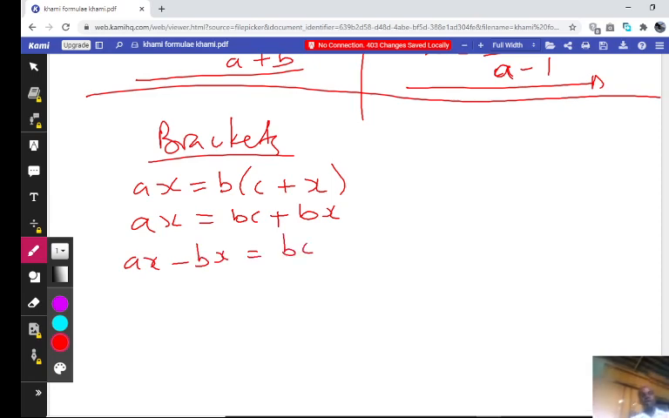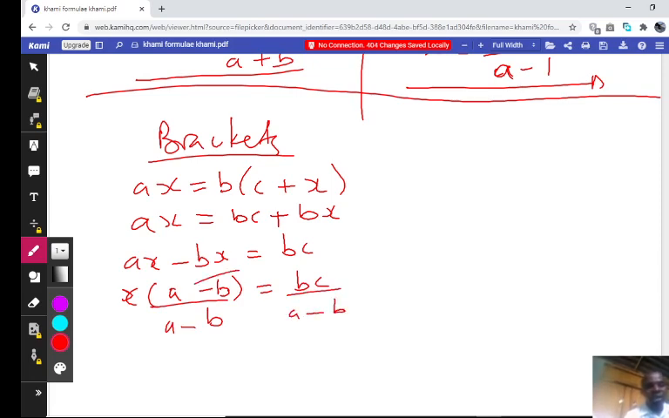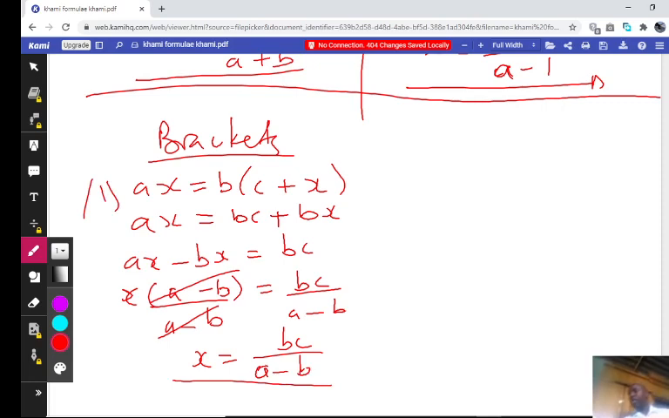Now, there's a common factor x. What am I supposed to do? You factor out x, then (a minus b) is equal to bc. After that, you divide by a minus b. That's the coefficient of x, the number with x, or the value with x. So it will be x is equal to bc over a minus b. That will be your final answer. You're done. Then let me find another example.